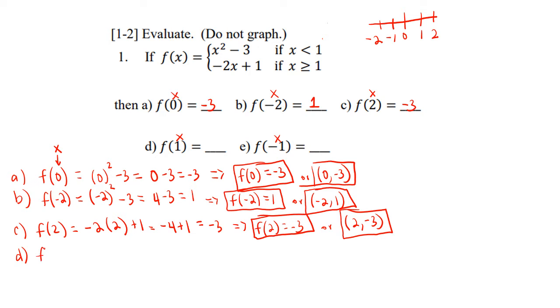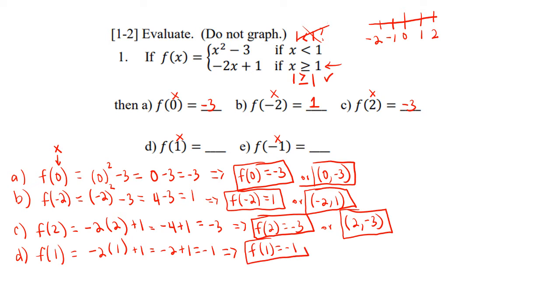Now we're doing f of 1. Plug in 1 for x, you check. Is 1 less than 1? No, right? 1 can't be less than itself. You go down here, is 1 greater than or equal to 1? Yeah, it is. So we plug it into that second one again. So again, we're going to go negative 2 times 1 plus 1. Negative 2 times 1 is negative 2 plus 1 equals negative 1. That finishes that one off for us, giving us that f of 1 equals negative 1. Or, again, you can write it as that coordinate point 1, negative 1.